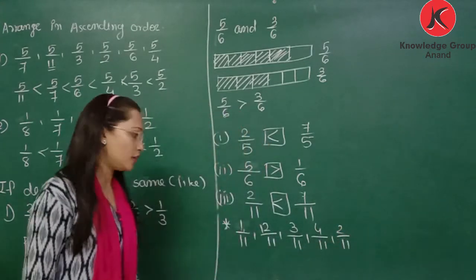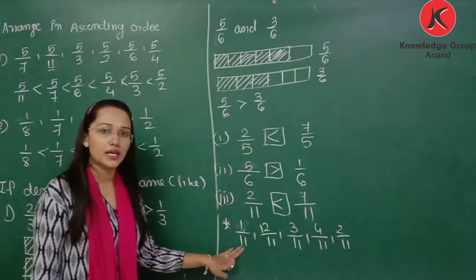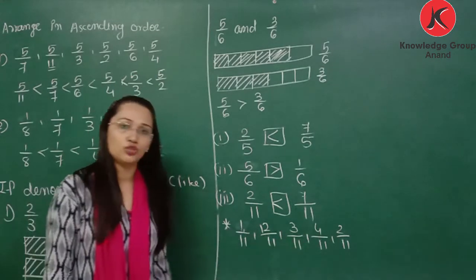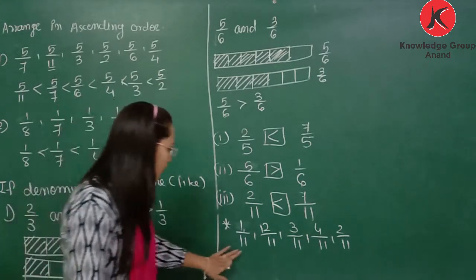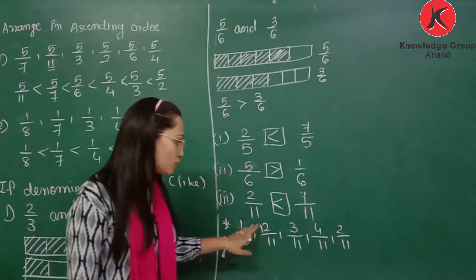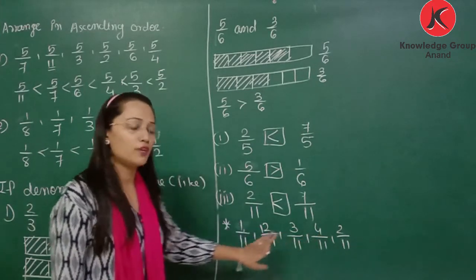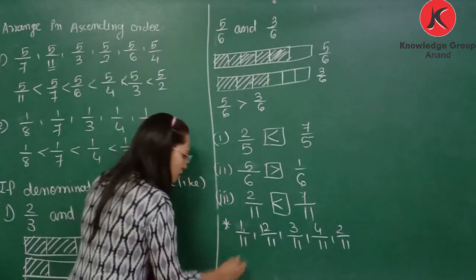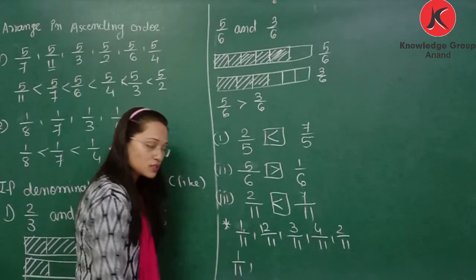Now for that, if we want to arrange this in ascending order, first of all you need to check the denominator. Here the denominators are the same, which means they are like fractions. So you need to now compare the numerators. Which one is the smallest? 1. So 1 by 11 will be first.